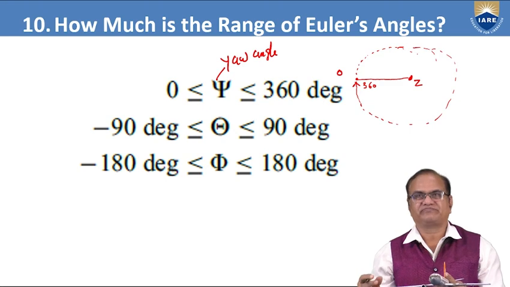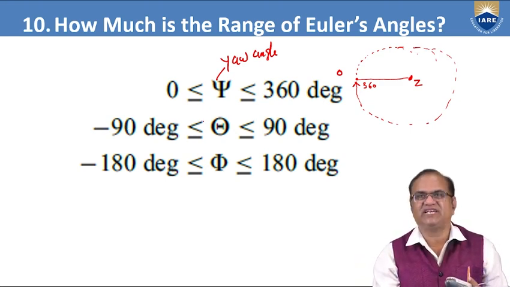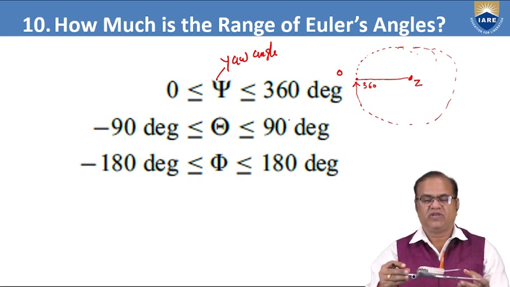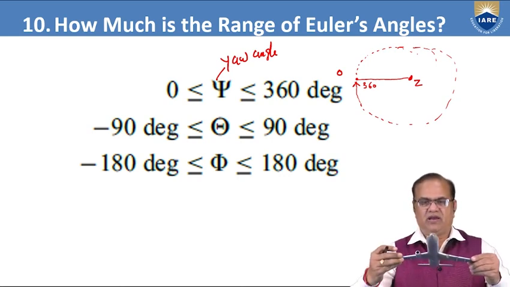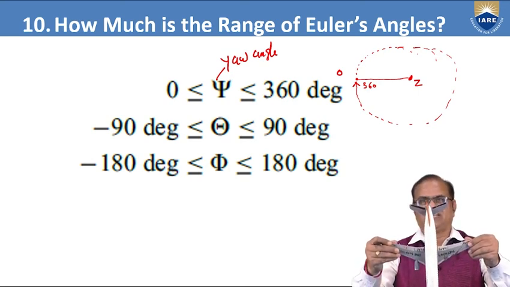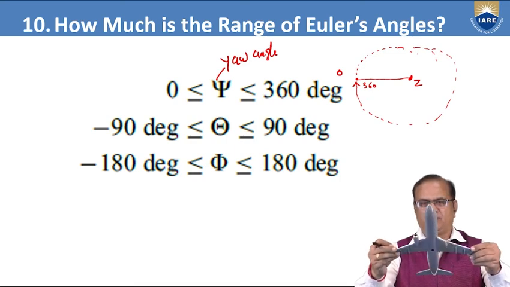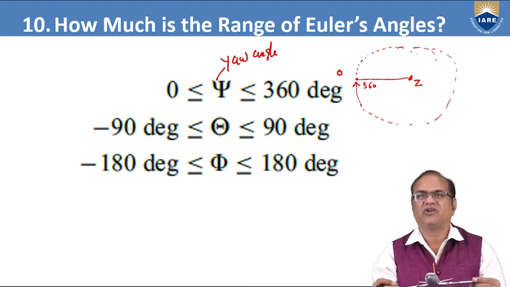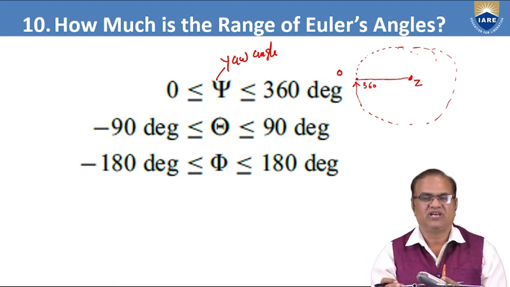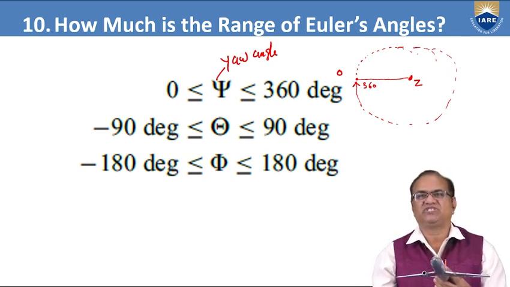How much pitch angle can you do? It is minus 90 degrees to plus 90 degrees. So if your aircraft is flying like this, nose down, it is a minus, and it can go up to 90 degrees. And if you want to go plus, up to this 90. So minus 90 to plus 90, your theta can be changed. The range of the pitch angle theta is minus 90 to plus 90 degrees.